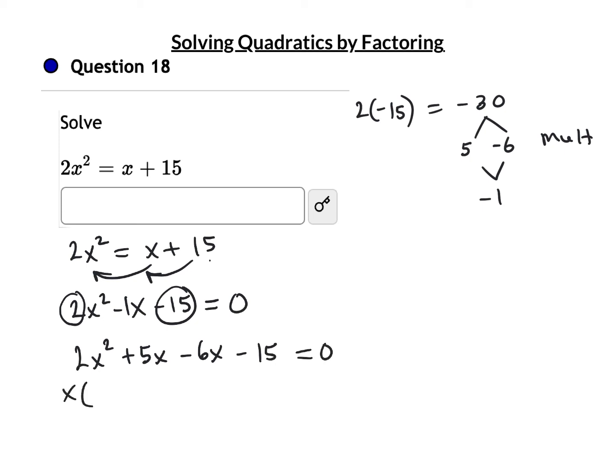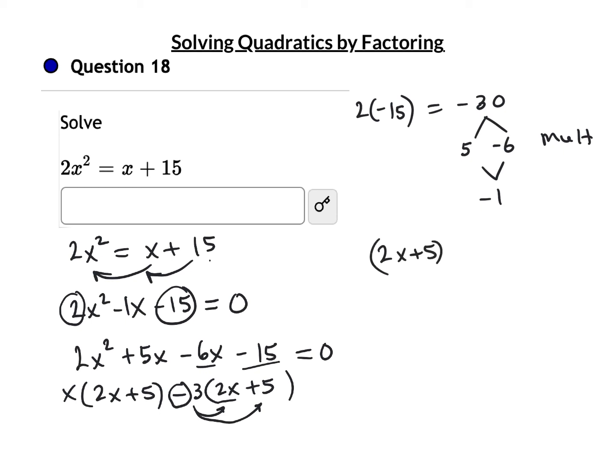First two have an x in them, x times 2x plus 5. The last two have a 3 in them. Be aware that this is negative 3 times something makes negative 6. That'd be 2x. And negative 3 times something makes negative 15. That's positive 5. Both terms are separated by this minus, and they both have 2x plus 5 in them. That's 2x plus 5 times, my other factor is going to be x minus 3.